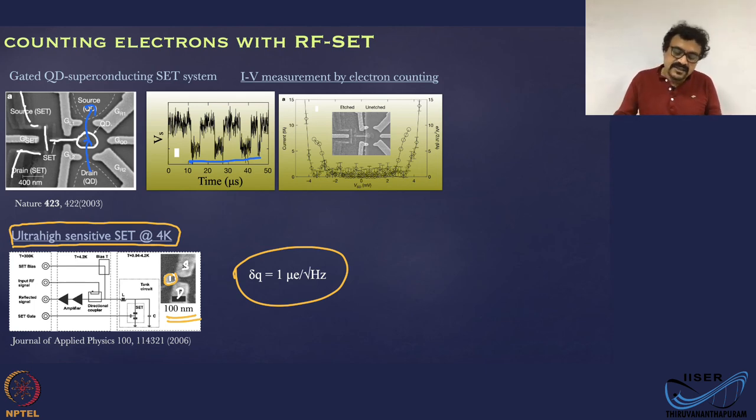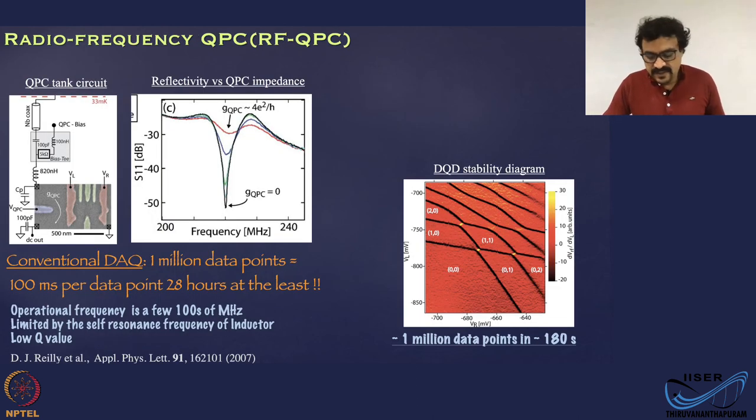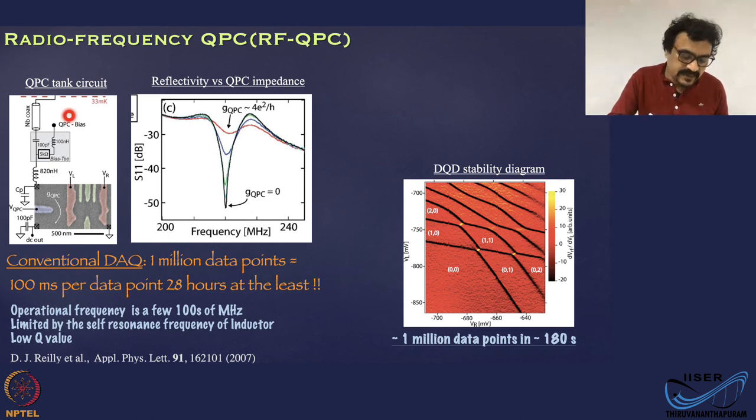So that is the story with the radio frequency single electron transistors. Now, the same strategy can be applied to the quantum point contact based sensors too. And that is what is done in this work, where you have a similar tank circuit. You have an inductor plus a capacitor connected to the quantum point contact in this charge sensor. What you have is a double quantum dot system here.